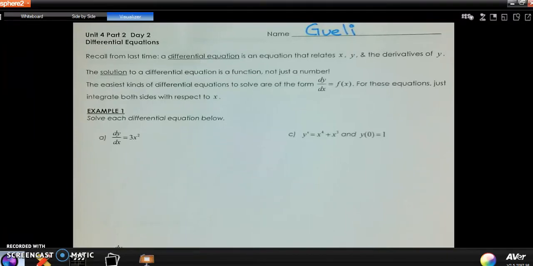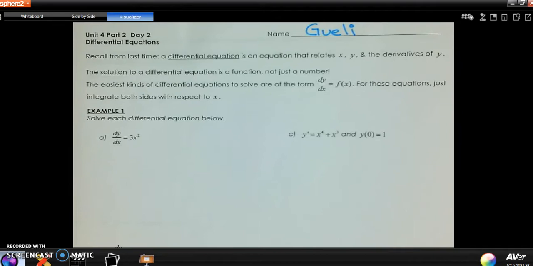Okay, this is Unit 4, Part 2, Day 2, so this is on differential equations. I'm going to go ahead and do just a few examples of each of these differential equations. So I'll just kind of work on this right-hand side. There are a couple different things you need to remember for differential equations.